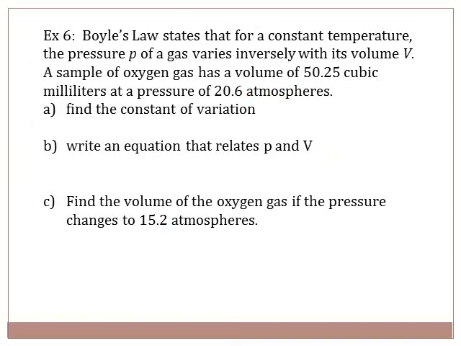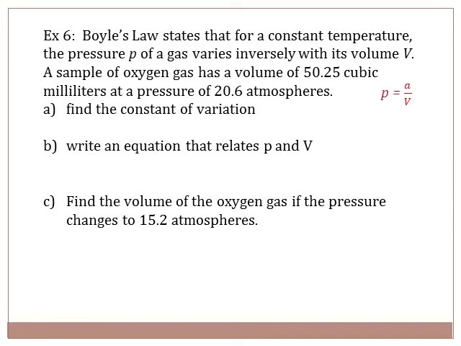The next, we have Boyle's law. It states that for a constant temperature, the pressure P of a gas varies inversely with its volume. Pressure is measured in atmospheres. A sample of oxygen gas has a volume of 50.25 cubic milliliters at a pressure of 20.6 atmospheres. We want to find the constant of variation. We want to find A.